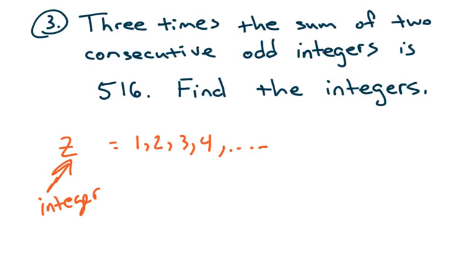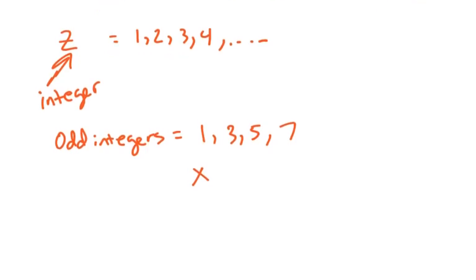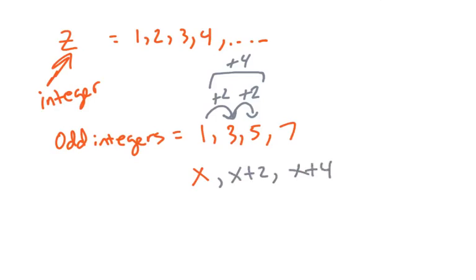And these are integers. Now let's think about what are odd integers. Odd integers are 1, 3, 5, 7, right? So if I say my first integer is x, what do I do to 1 to get to 3? I add 2. What do I do to 3 to get to 5? I add another 2. Or I add a total of 4. So if the first integer is x, the second integer would be x plus 2. The next one would be x plus 4. And this is how we write consecutive odd integers.